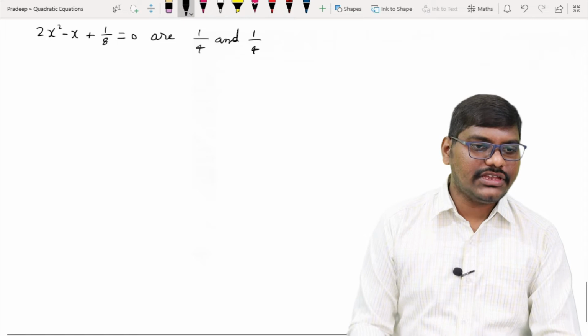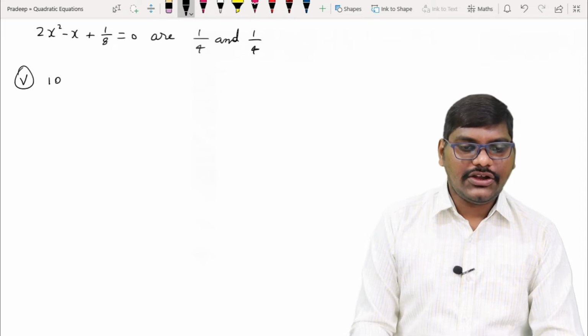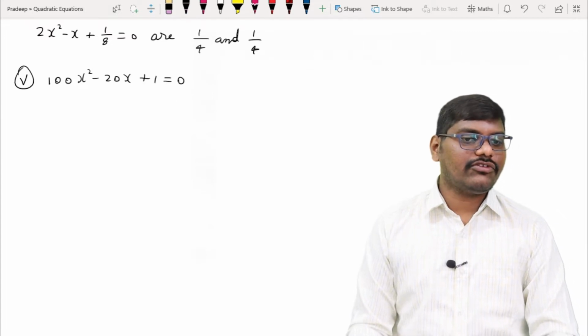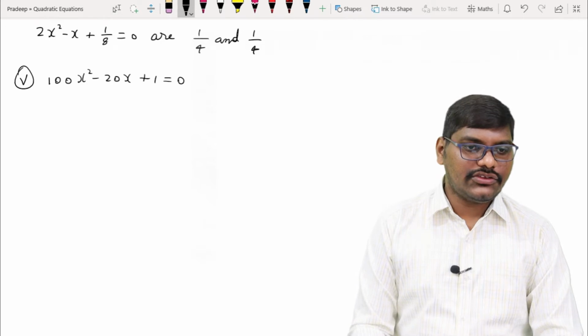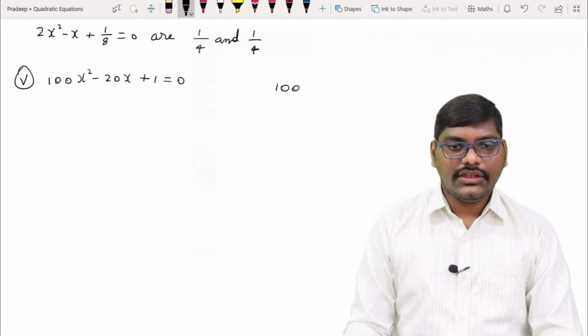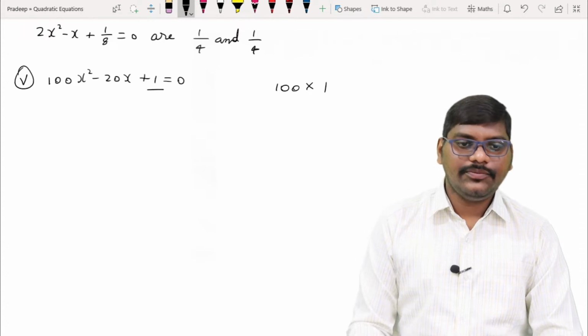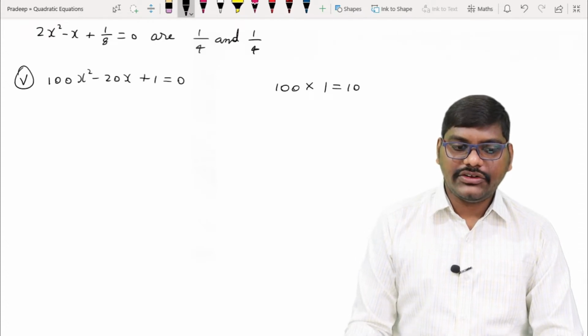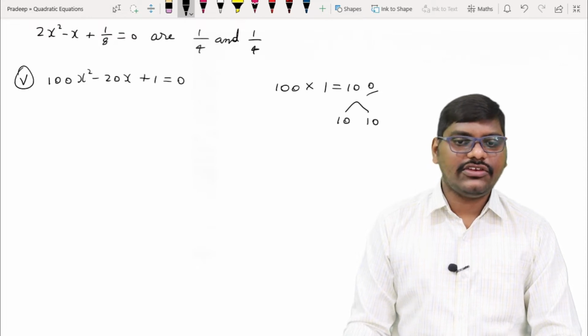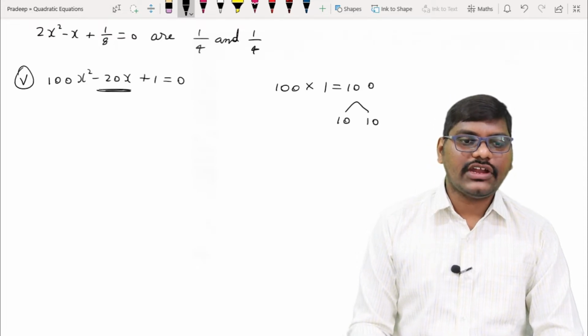Let's make the next one, that is 100x square minus 20x plus 1 equal to 0. So this is the next, the fifth question. We'll try to solve this. Here the coefficient is 100 and the constant is 1, so 100 into 1 gives us 100. We can take 10 into 10 as the multiples. 10 tens are 100, and it perfectly satisfies the middle term.